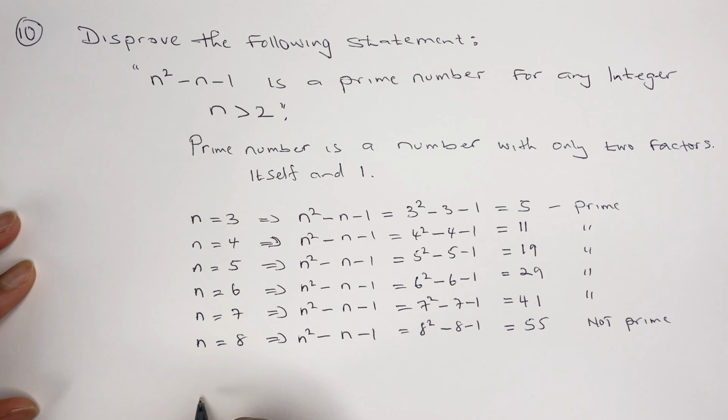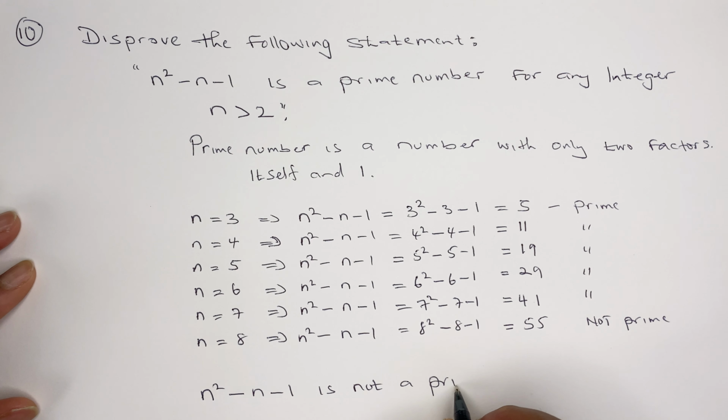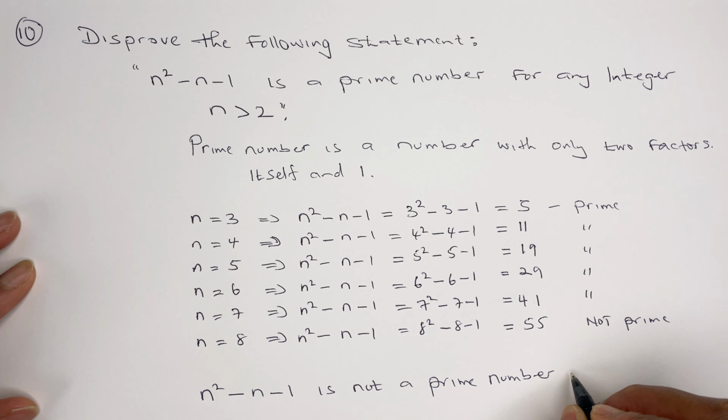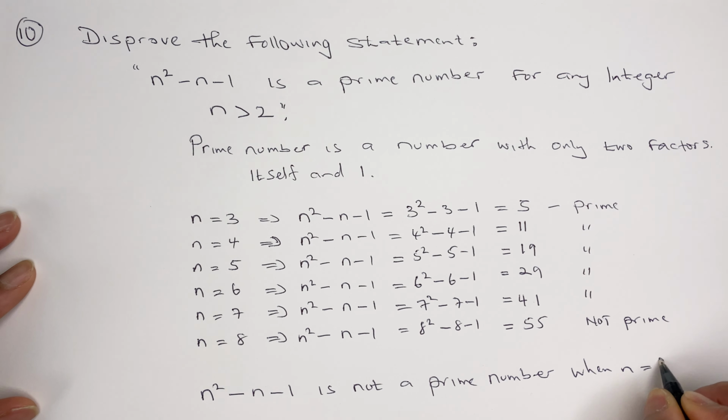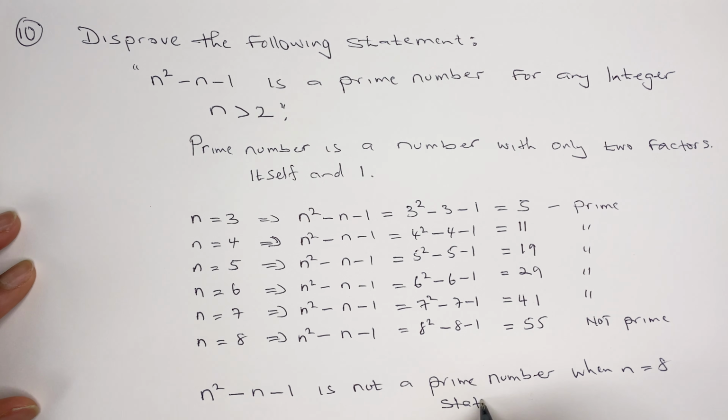So therefore, n squared minus n minus 1 is not a prime number when n equals 8. So the statement is not true. So I'll say the statement is false.